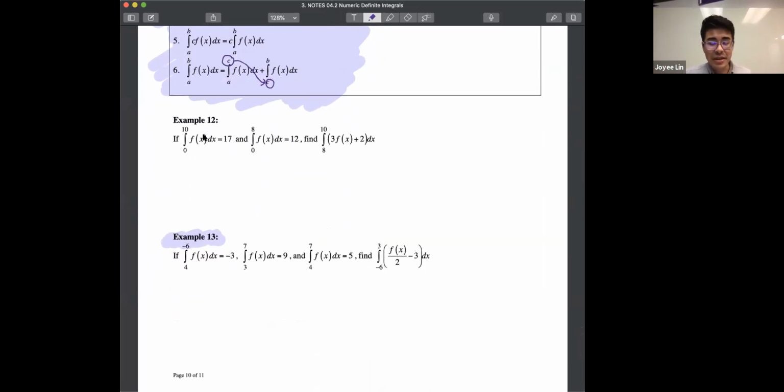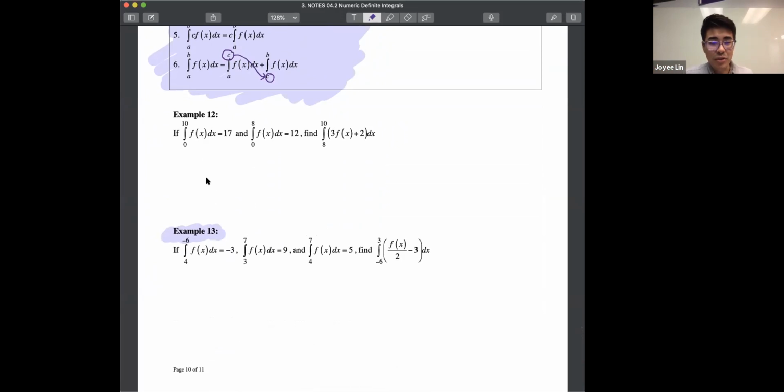So since it's so likely, I'm going to walk you through example number 13. Example number 13 says we're given this area here from 4 to -6. We're given an area from 3 to 7. We're given another area from 4 to 7. And then we want to find the area from -6 to 3. So first things first, I don't like how this one's structured, right? This one's structured where the lower number's on top. So I'm going to rewrite this and put the lower number on bottom, -6 to 4 of f of x dx. Right, that's going to equal 3.